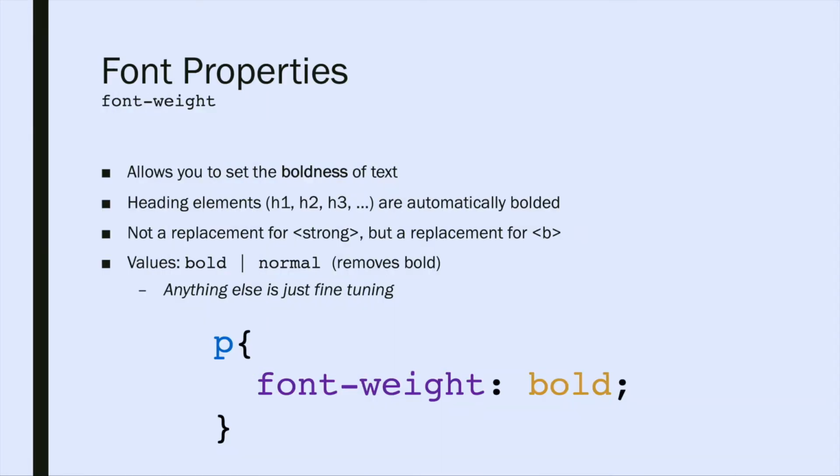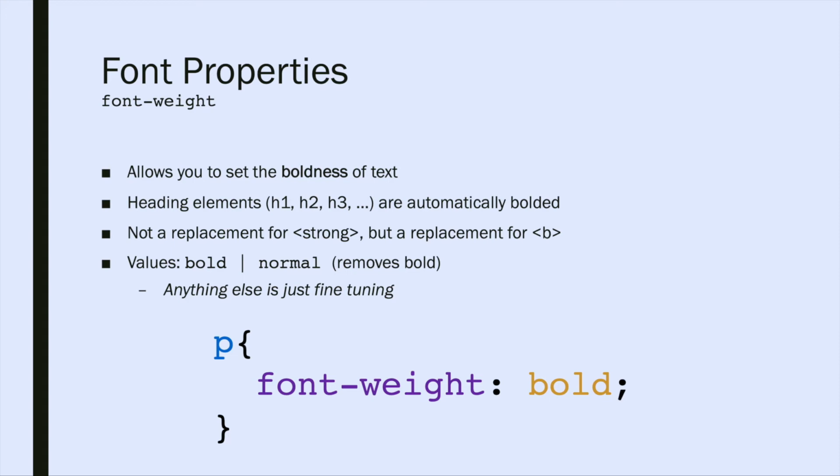Next, let's talk about font weight. This allows you to set the boldness of text. Heading elements such as H1, H2, H3, etc. are automatically bolded, so you don't need to bold these. This is not a replacement for strong, but a replacement for the B tag, mainly because the B tag is not semantically allowed. The values for this are bold and normal, which removes boldness. Anything else is just fine-tuning.